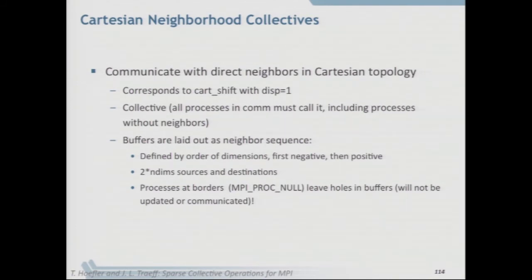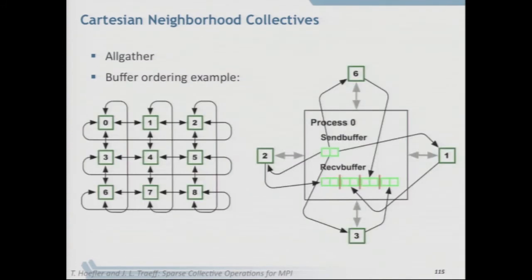And then the question is, these are just some details of how the data is actually laid out. When you do a neighborhood all gather, and you get this data from the neighbors, how is it laid out in the receiving buffer, in what order? So it's in order of dimensions, and first negative and then positive. Negative means the left, and the positive is right in some sense. The minus and plus in that dimension. We'll see an example that makes it clear.